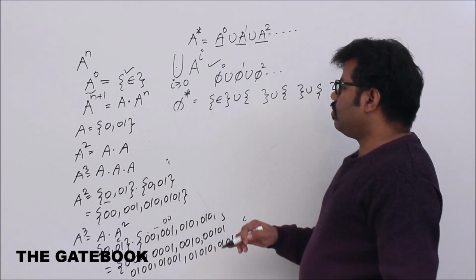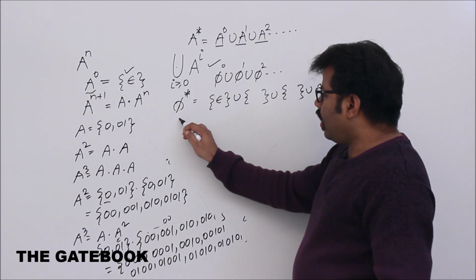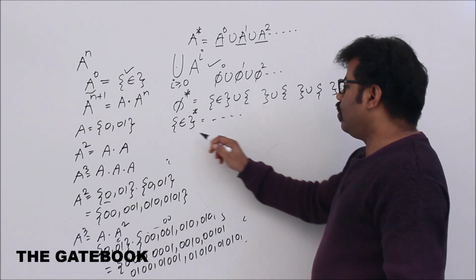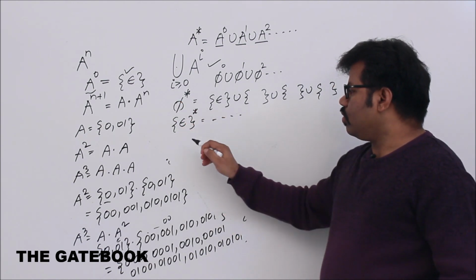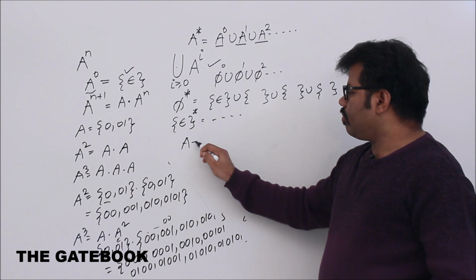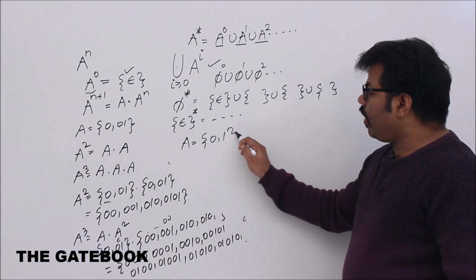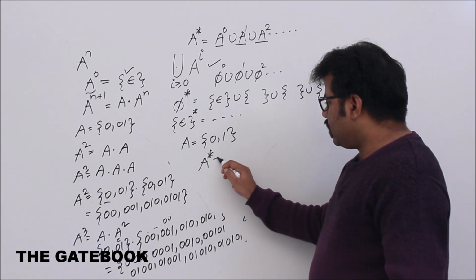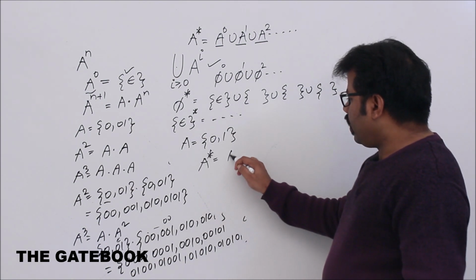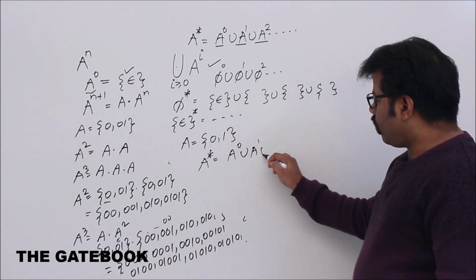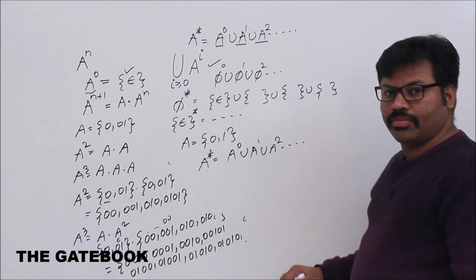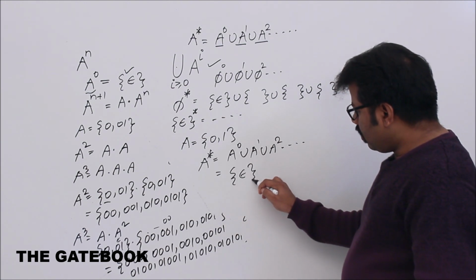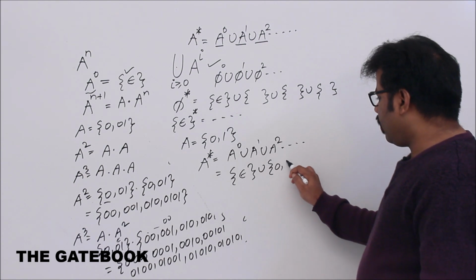Most of the time, other than empty star and a set with epsilon star, this is homework for you, do it. Apart from these 2, you take any set A, then you get infinite elements in A star. So let us do that. A star is the same story: A to the power of 0 union A to the power of 1 union A squared, and so on. A to the power of 0, already we know, is epsilon, union A to the power of 1, which is the set itself.